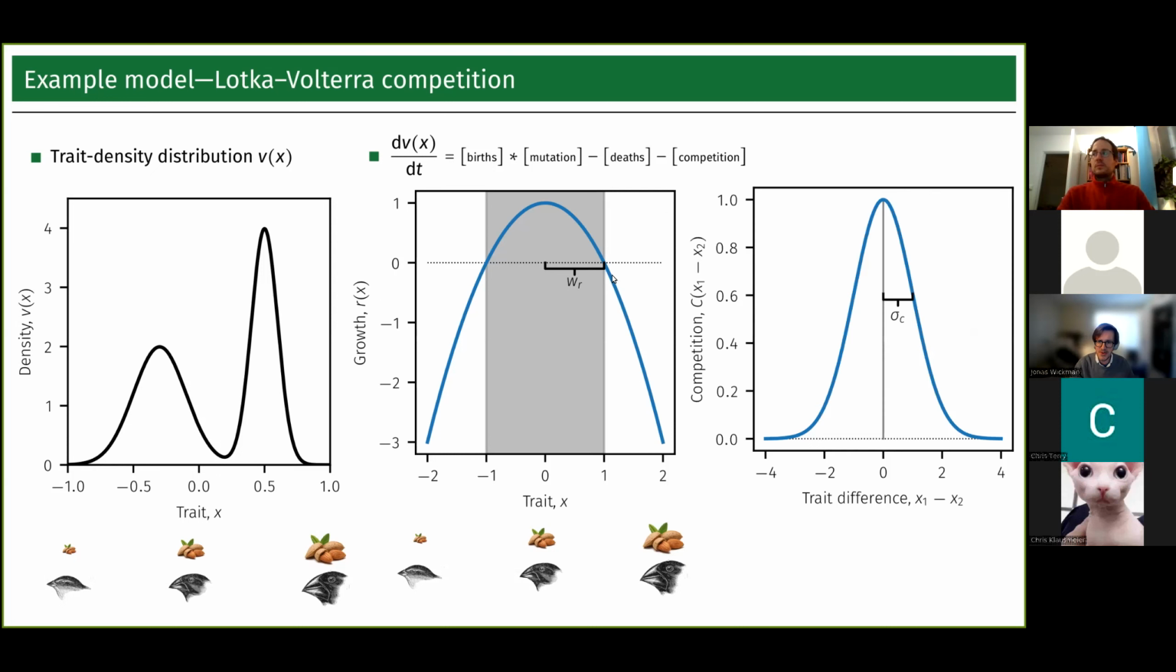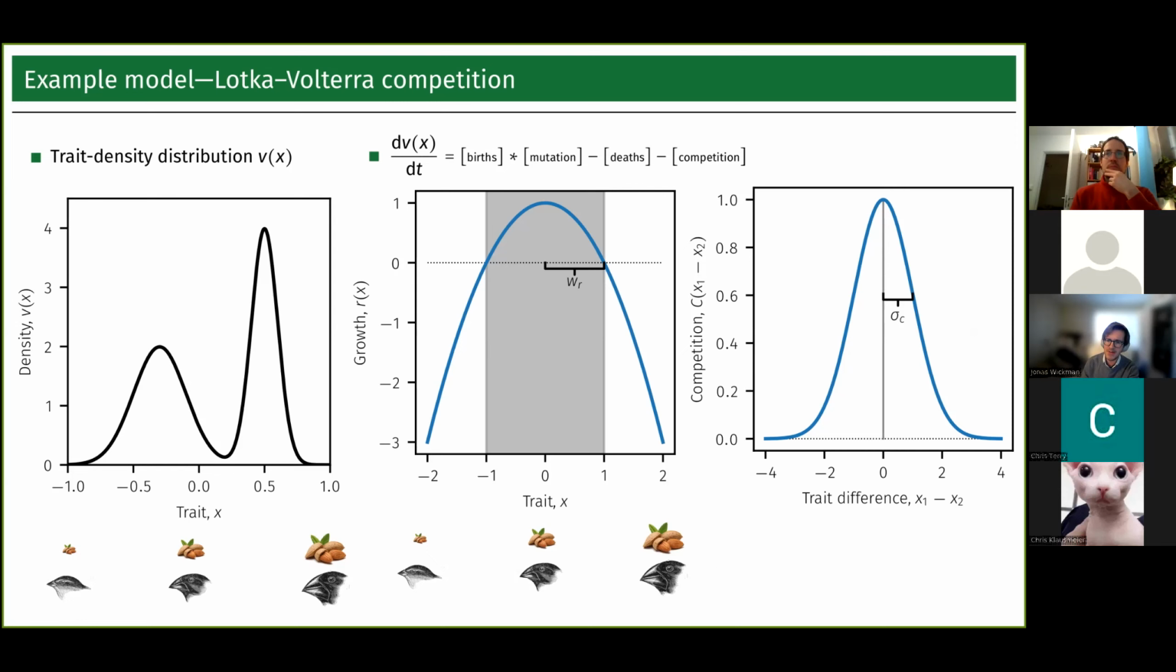Then on top of this, we're going to have a competition between individuals. So everyone competes with everyone else. But the strength of the competition depends on how different you are from your competitor. So you're going to compete more strongly with someone with a similar trait than with someone with a different trait. Again, allegorically, we can think of these birds competing more strongly with similar birds because they eat similar seeds.